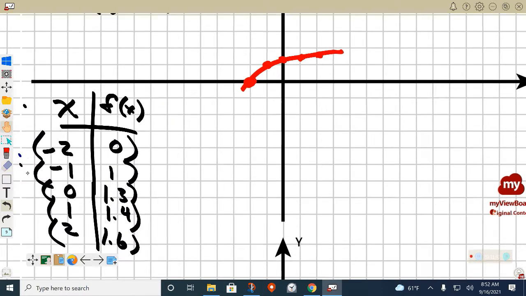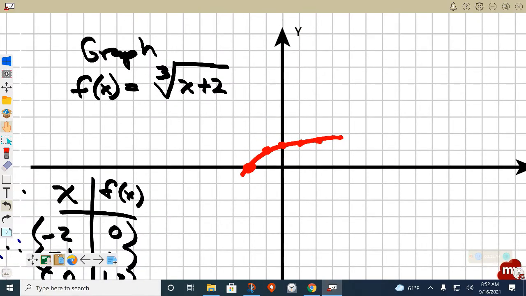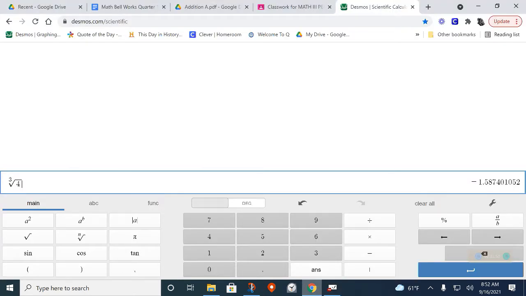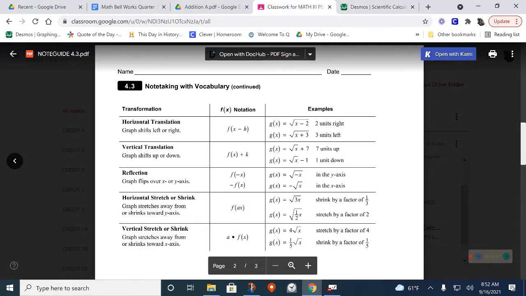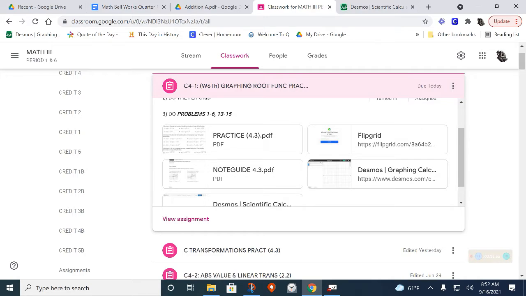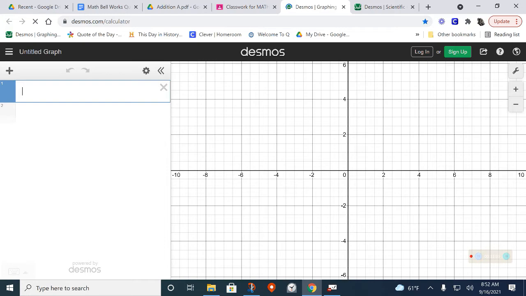I'm going to punch this function in just to make sure that my graph is somewhat accurate. So the cube root of x plus 2, watch. Graphing calculator is right here. Desmos graphing calculator. Boom. Watch this. f of x. What the heck was that?